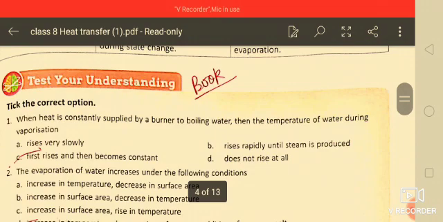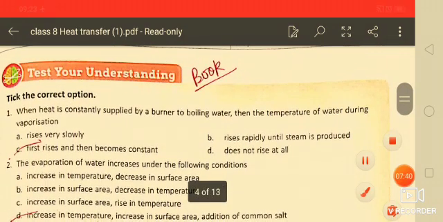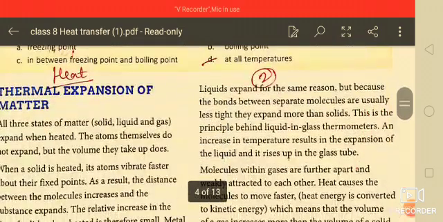Okay students, next one is tick the correct answer. You will do it with the help of the given notes.